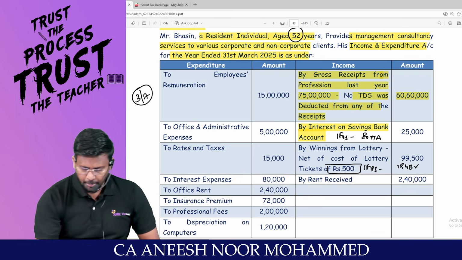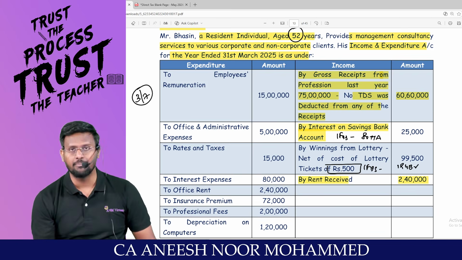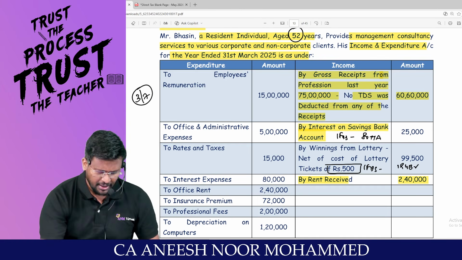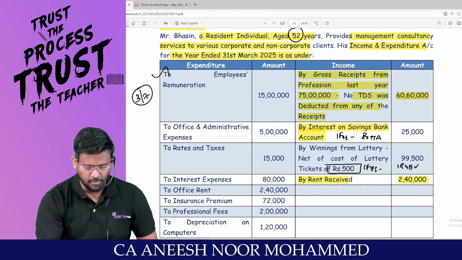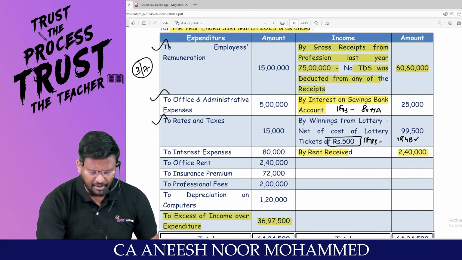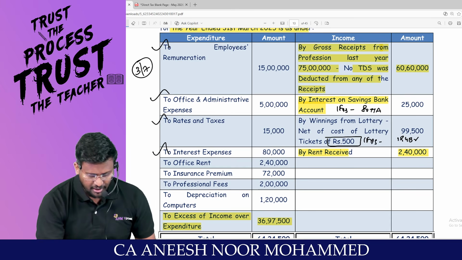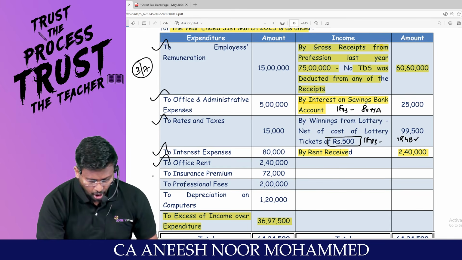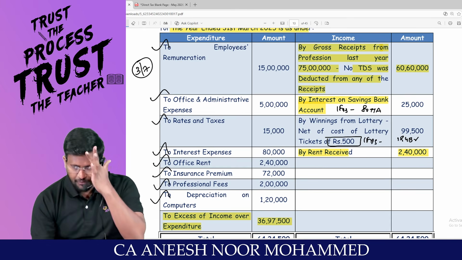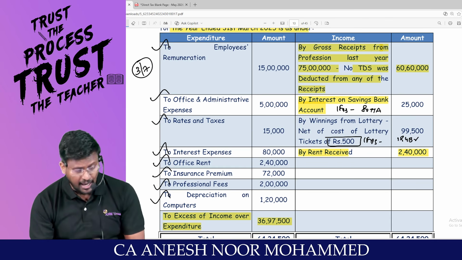Rent received, purely it's an IFHP income. It's an impurity for PGBP, so remove it from the PGBP and show it under IFHP. Employees remuneration, definitely business expenditure. Office and administrative expense, business expenditure. Rent and rates, business expenditure. Interest expenses, business expenditure. Office rent, insurance premium, professional fee, depreciation on computer, everything are prima facie allowed business expenditure.